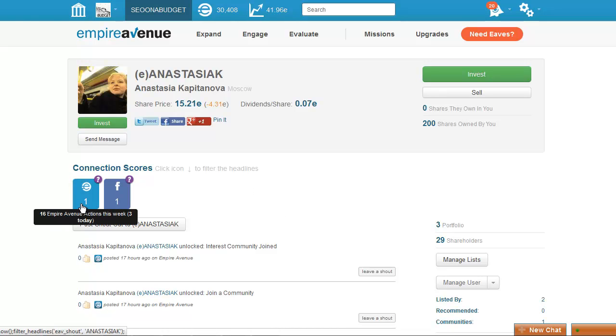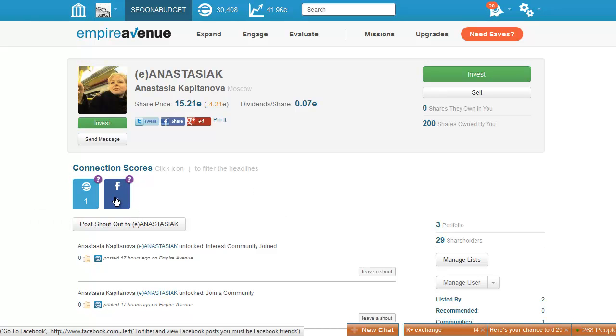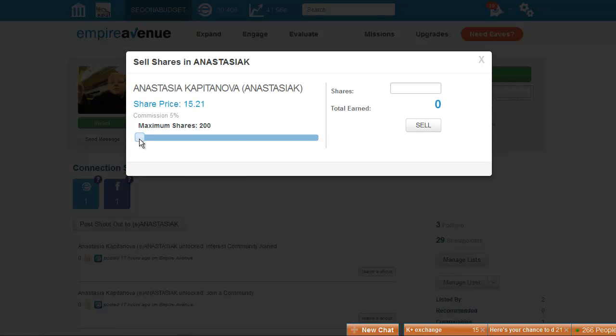Here's one right here. You can see they haven't added any accounts whatsoever other than Facebook. Their Facebook score is only a 1. They're making no effort at all to increase their share price. I've got 200 of them. They've only got 0 of me. They only own shares in 3 different people. Anyway, absolutely these are someone to sell. So we're going to click sell. I'm going to dump all 200 of them.